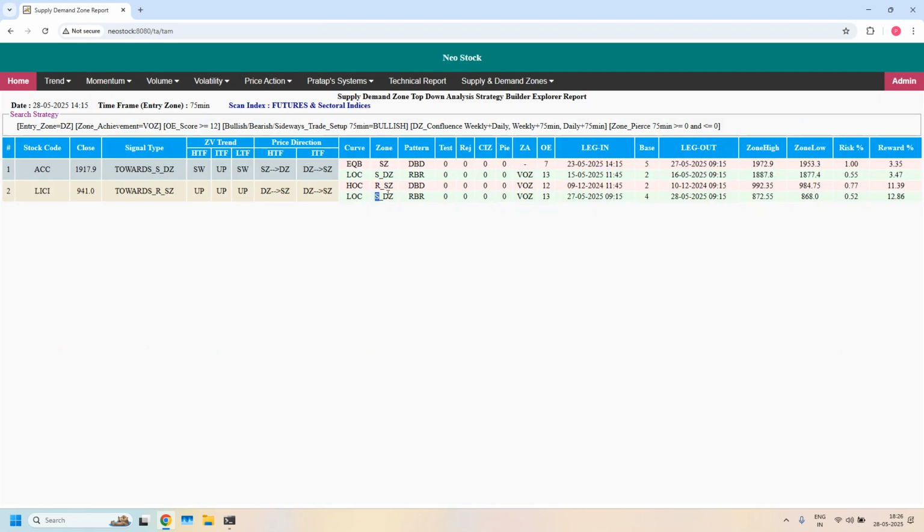In these 2 stocks, the 75 minute demand zones are overlapped with the daily demand zone, and both together are overlapped with the weekly demand zone, and the weekly trend is uptrend. Only this stock. So if this stock's weekly demand zone has weekly EMA confluence, then the overlapped 75 minute demand zone might have a higher probability of success.